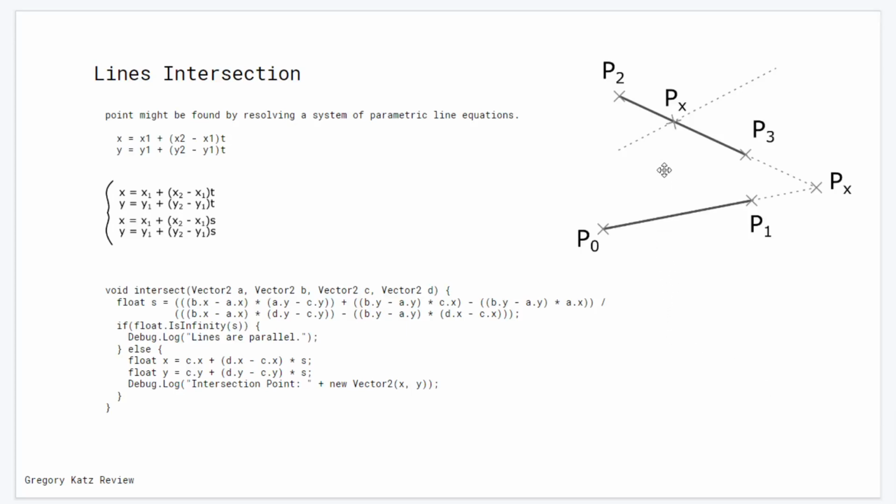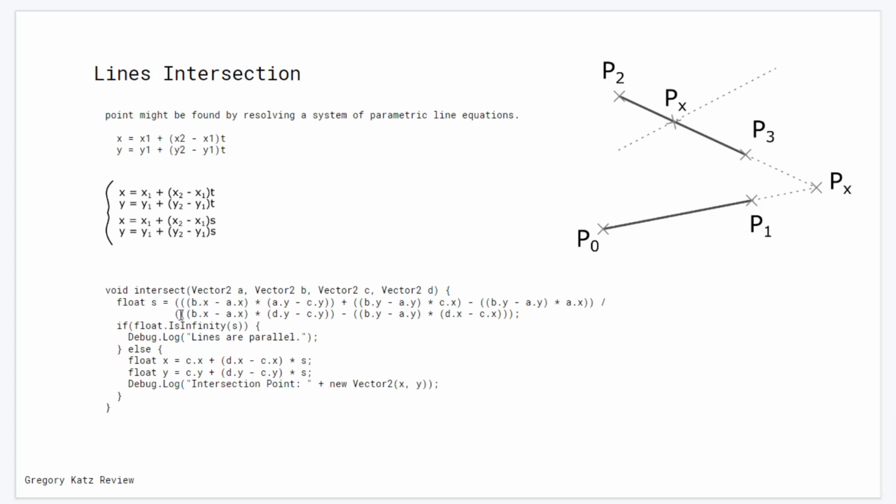The intersection point for two lines, which are either already crossed or crossing somewhere if we extend them, or if they are parallel, might be determined by resolving a system of parametric line equations for them. What that means is that at some point x and y for these lines would be the same if they are actually intersecting. So in this example, this function is just a resolved system which is expressed for the argument s.